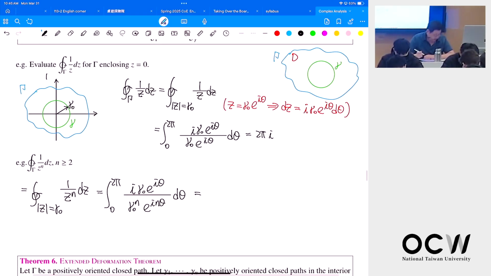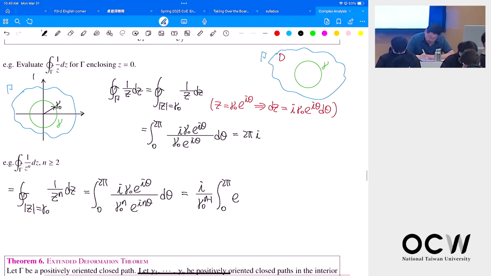So now rearrange it. I have i divided by gamma naught to the n minus 1. And then integration from 0 to 2 pi, e to the minus i (n minus 1) theta d theta.